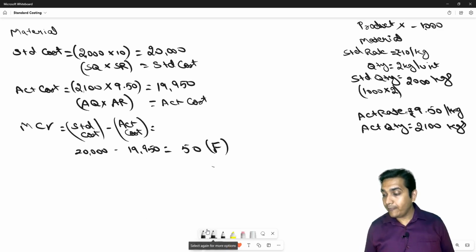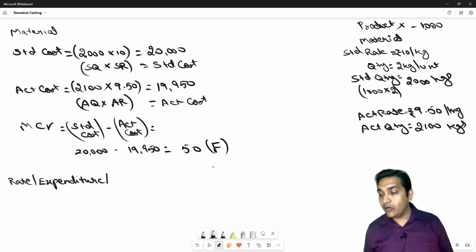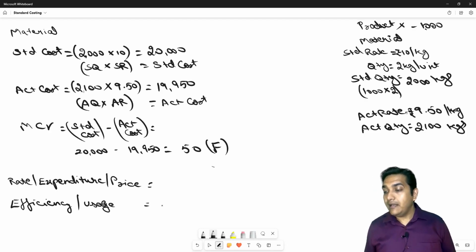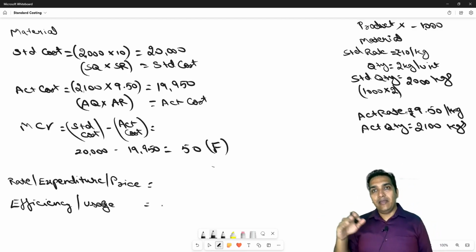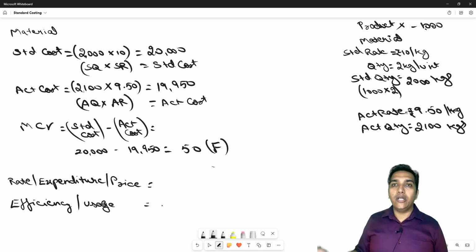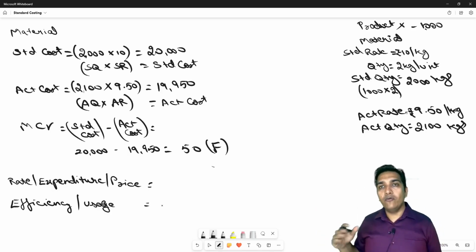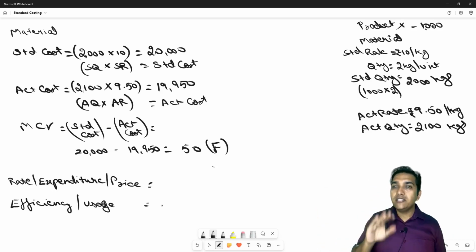So when we say it could be rate, we call it expenditure, or we call it price. And another one is efficiency or usage. So the first one is rate, expenditure, price. The names differ from variance to variance. In material we call it price, in labor we call it rate, in overheads we call it expenditure. But the concept still remains the same.